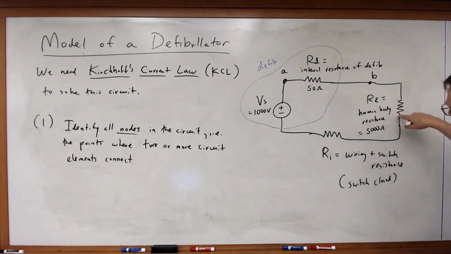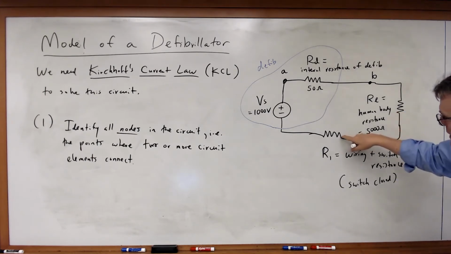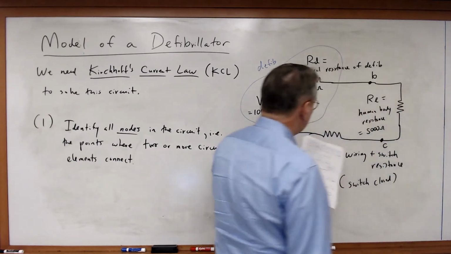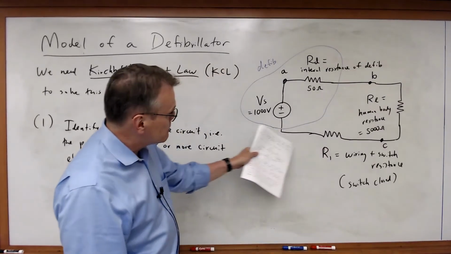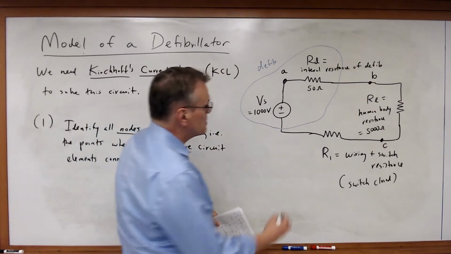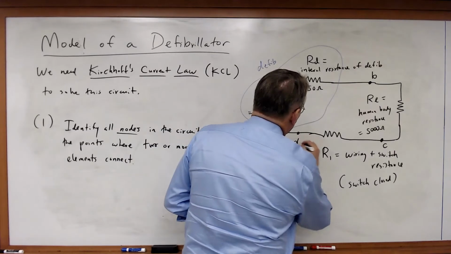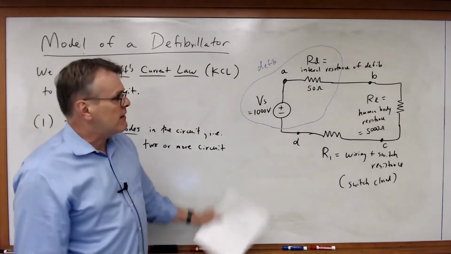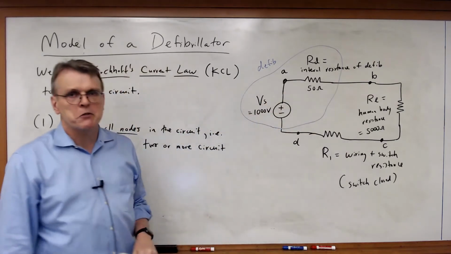Then I've got another connection from this resistor to here, from RL to R1. I'm going to label that and call that node C. And then finally, I have a connection from this resistor to the bottom of that voltage source. I'm going to call that node D. So I've actually got four nodes, and I have now identified and labeled those nodes.